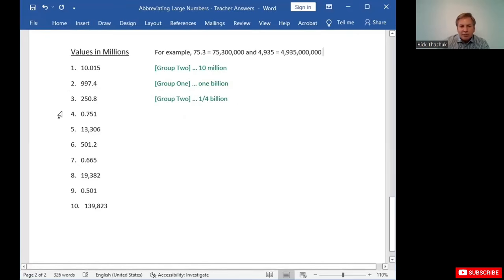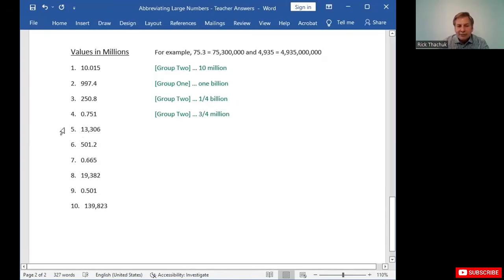Number 4, 0.751 million. Well, in expanded form, if I move the decimal here 6 places to the right, that number is actually 751,000. Well, that is very close to 750,000, which I know is 3/4 of a million. Actually, this is just above that value. So I will refer to this number as being just over 3/4 of a million, anything from group 2, 3/4 of a million.